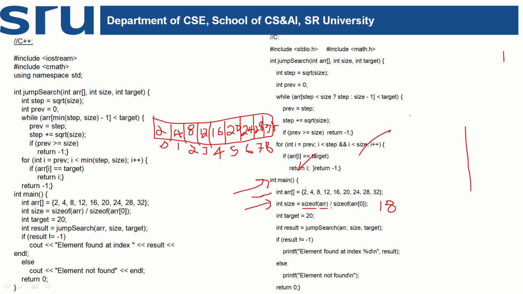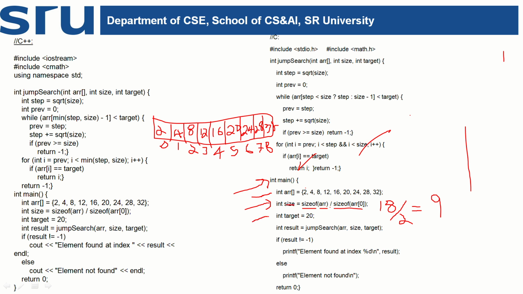Next, we use the sizeof function again, with the division symbol, on sizeof ARR of 0. What is ARR of 0? That is 2. How many bytes does it occupy? The first element occupies 2 bytes only. Then it will be written as 18 divided by 2. What answer will I get? The answer is 9. This 9 indicates the total number of elements present in the array. This int size identifies the total number of elements present in the particular array.